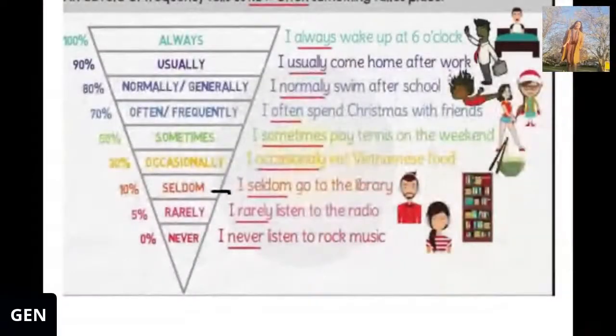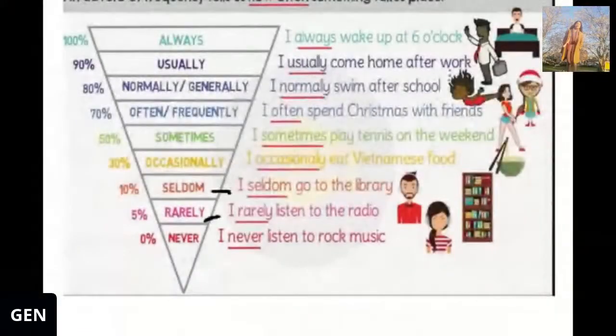Nice. Let's move on to rarely. So when you say rarely, for example, I rarely listen to the radio. So maybe you don't like listening to the radio so much. So you do it maybe 1 time in 1 week. So just very rarely.